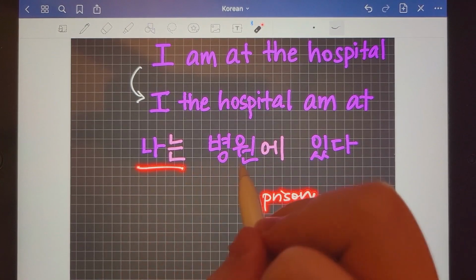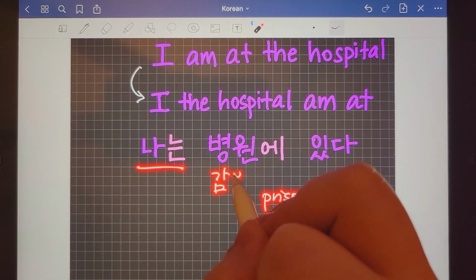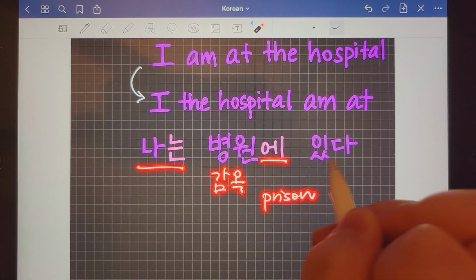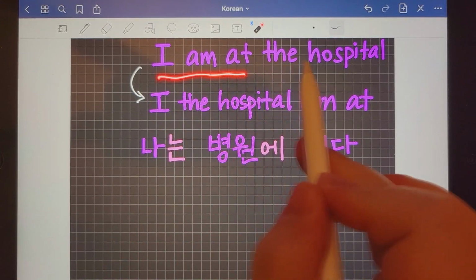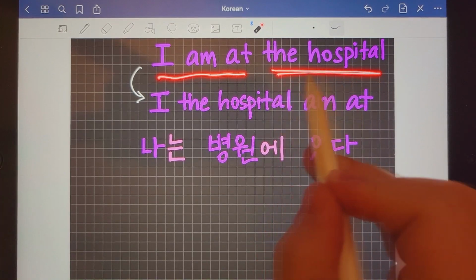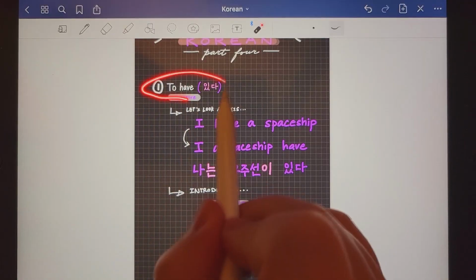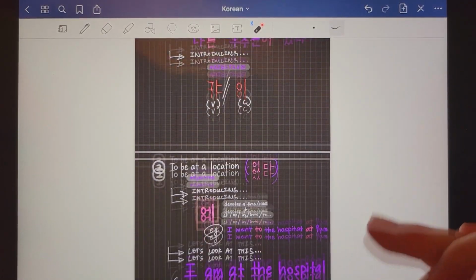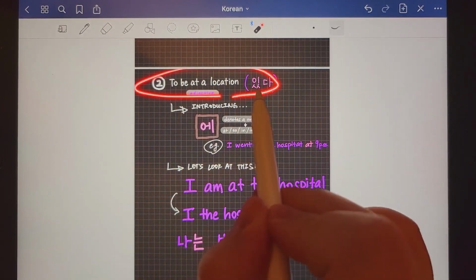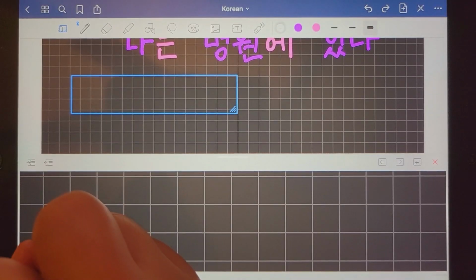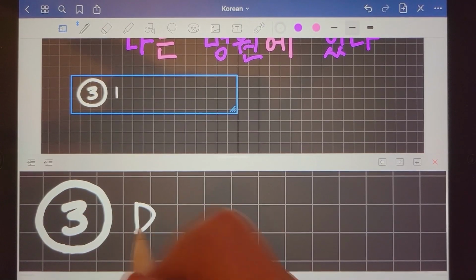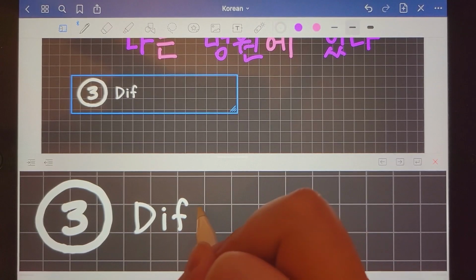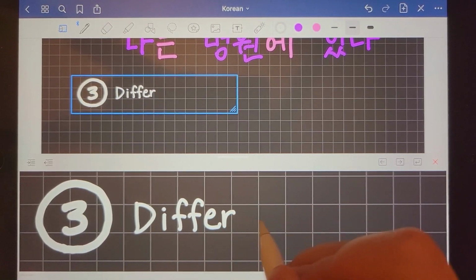prison. 나는 감옥에 있다. It translates to I am at prison. I am at prison. So, how do you differentiate between these two meanings if they have the same exact word? And that's where number 3 of this lesson comes in.